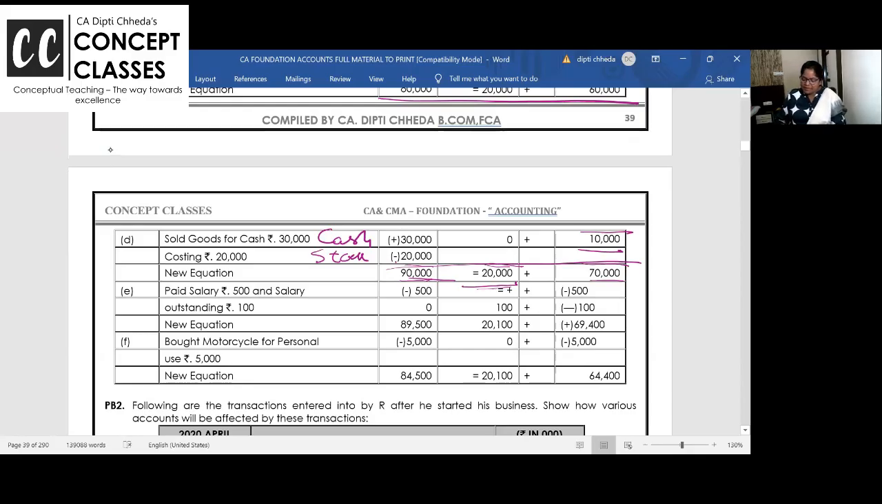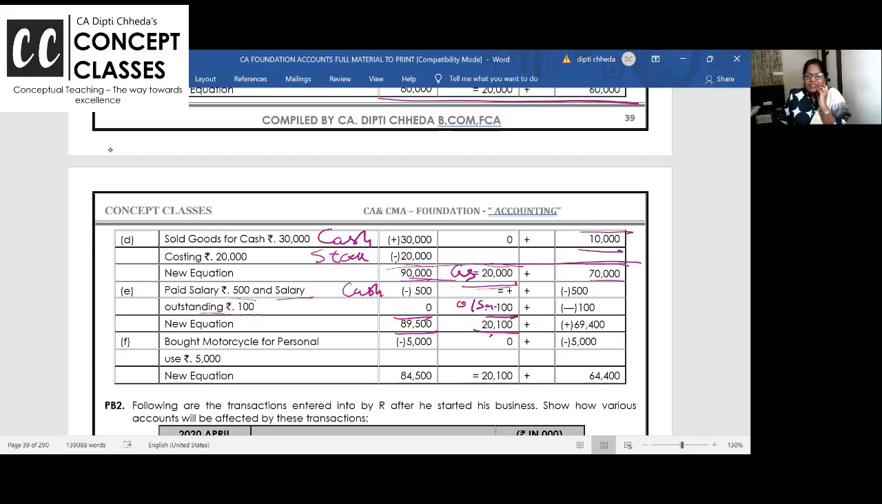Chalo aage. Right. Paid salary 500, outstanding 100. Theek hai? So now salary paid is 500. Cash is going out 500. Liability you have created, you have to still pay outstanding salary 100. What is this outstanding? So total liability is 2,100. Cash is going out 500. And what is exactly your salary? 500 is paid. 100 is outstanding.